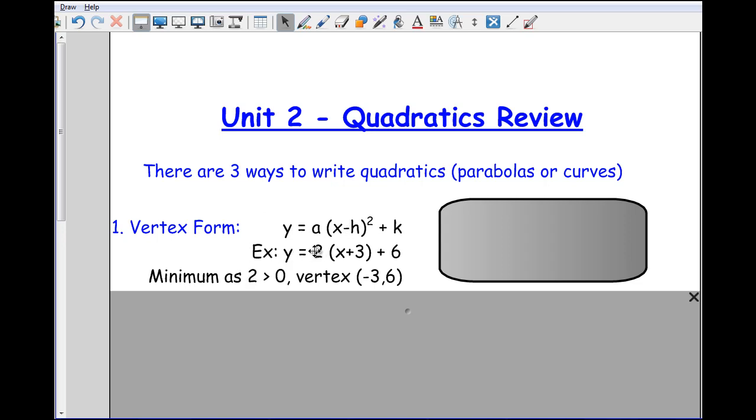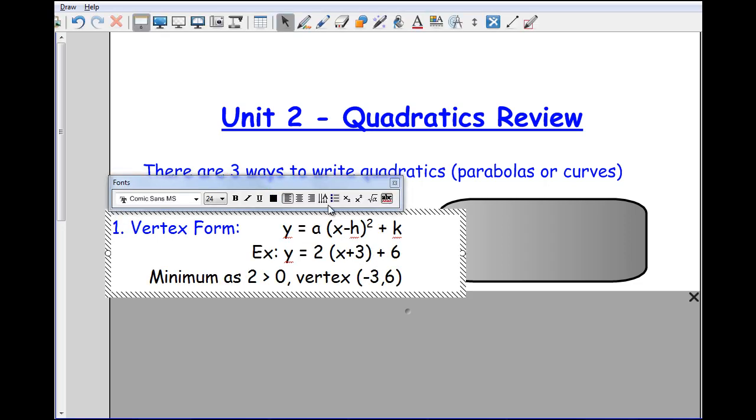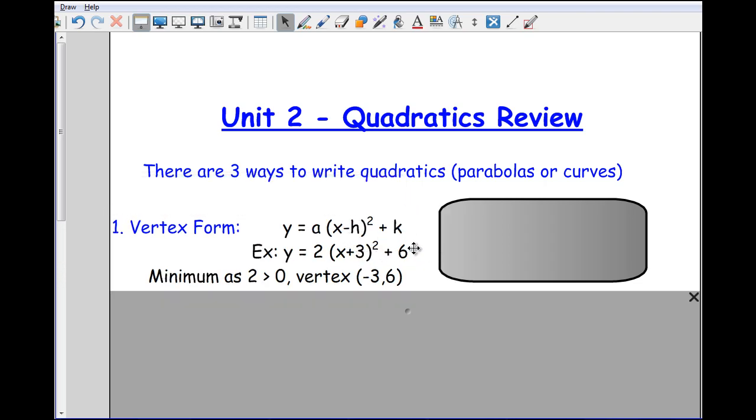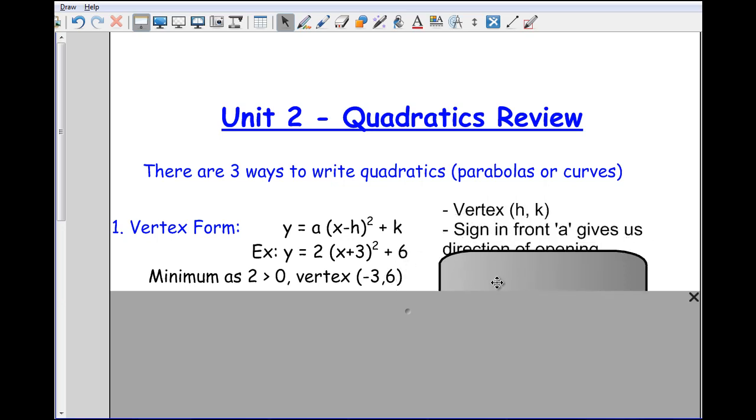So the example would be y equals 2(x plus 3) squared plus 6. You know what, there's a little squared missing here, so I'm just going to add that. If we look at this equation, it would be a minimum. That's because the a value here, which is 2, is greater than 0, which makes this a minimum. And the vertex, or minimum, occurs at the point (minus 3, 6). So it occurs at the point (h, k).